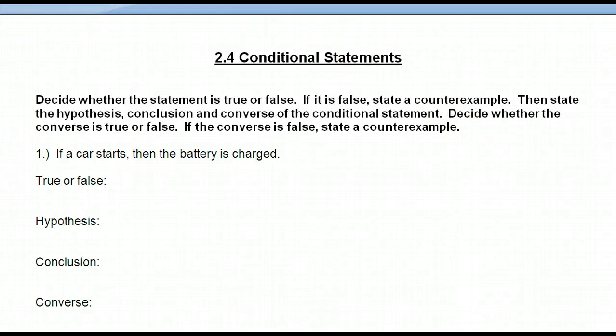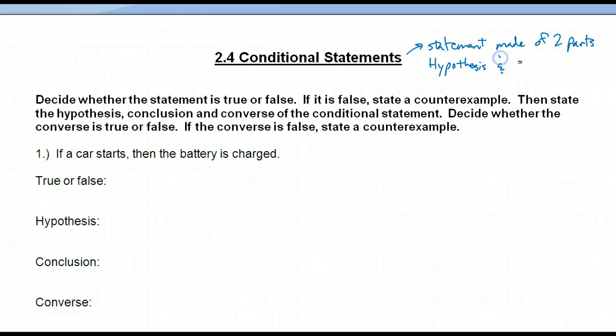A conditional statement is made up of two parts. The first part is a hypothesis, and the second part is a conclusion. The hypothesis is the part of the sentence that we're going to assume is true, and we're going to conclude our conclusion. In our first example, if a car starts, then the battery is charged.